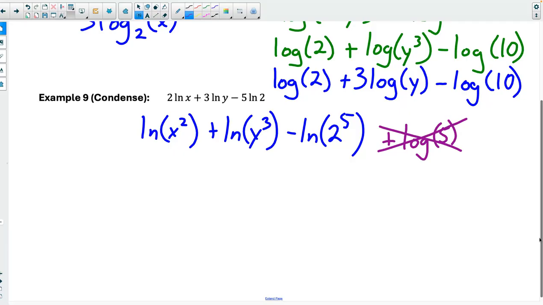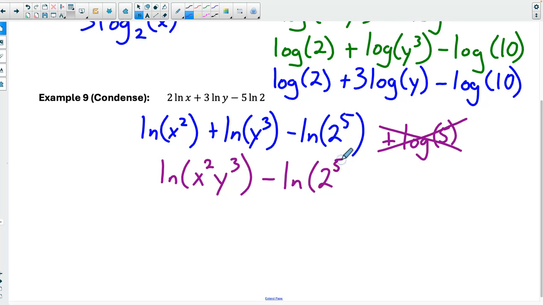Now, I'm going to add a step, okay? But you're correct. So I'm going to do this in purple so we can see just an additional step. I got a plus sign here. What's that telling me to do with their arguments? It's telling me to multiply. So I'm going to get x squared times y cubed minus ln 2 to the 5th.